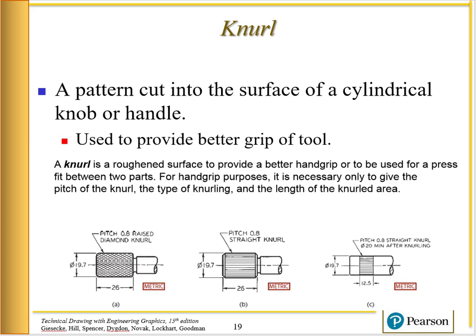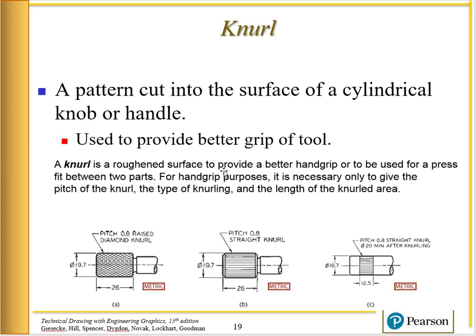A knurl is a pattern cut into the surface of a cylindrical knob or handle. It's typically used to provide better grip of the tool. Here you have a diamond knurl, and then here you have a straight knurl, and it's just dimensioned by the pitch.